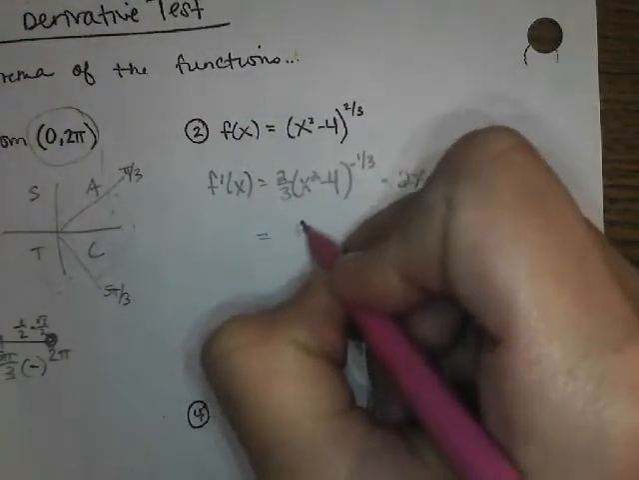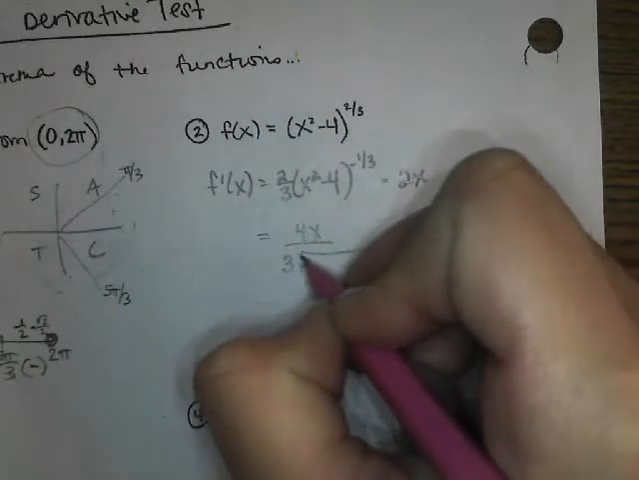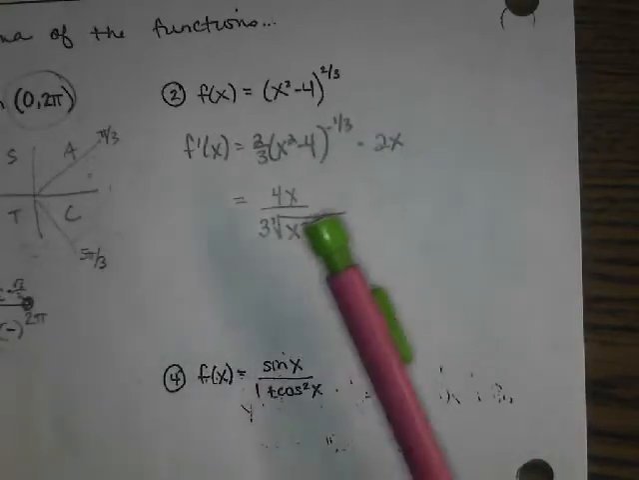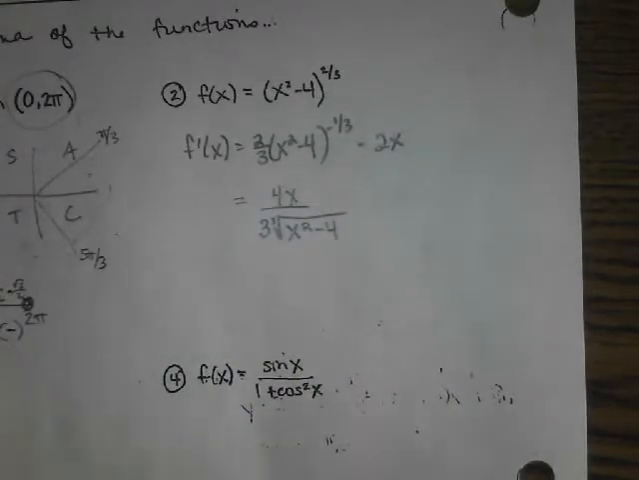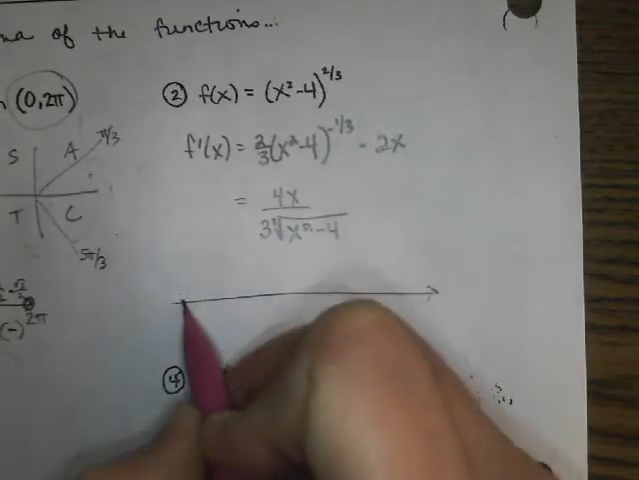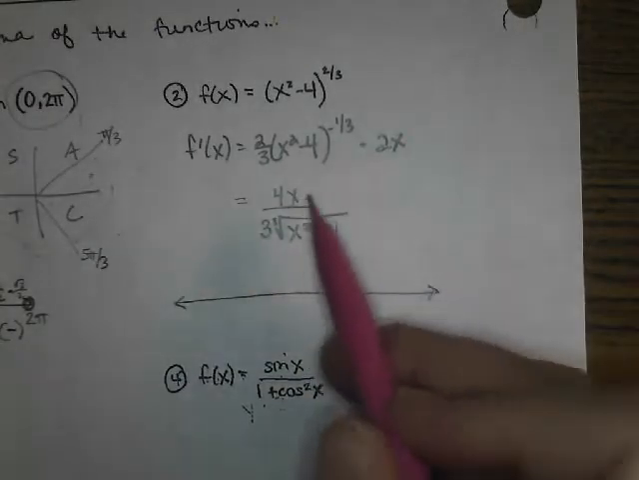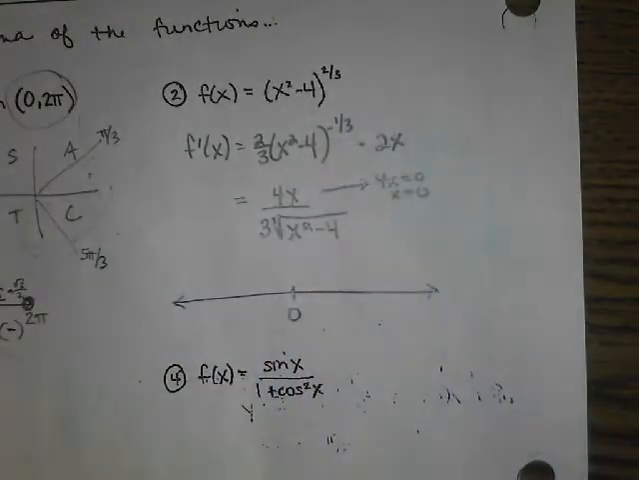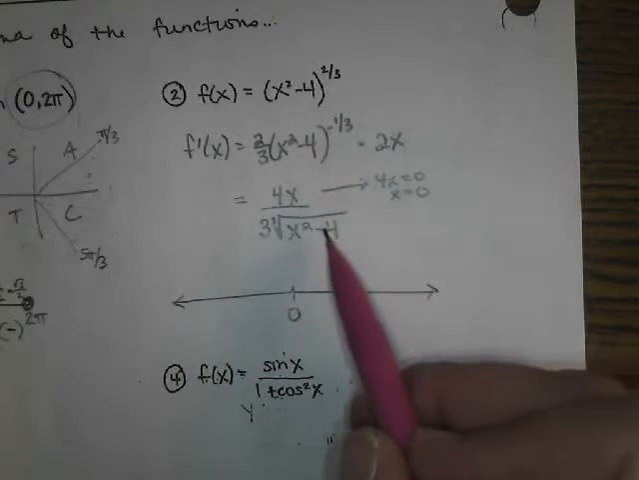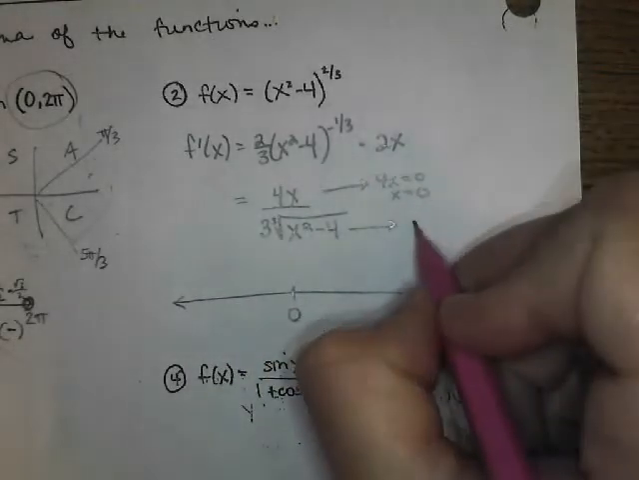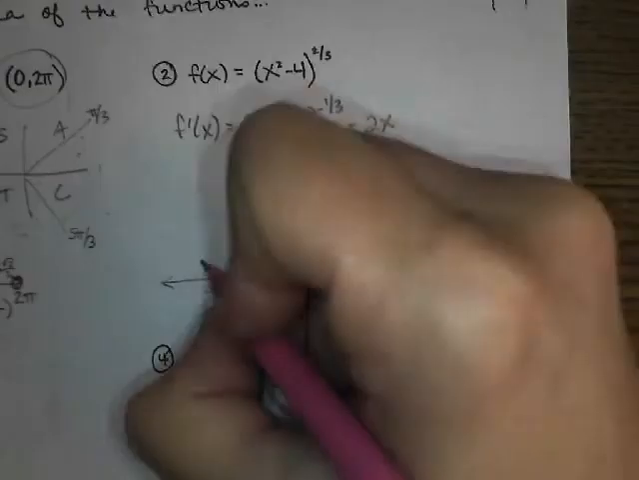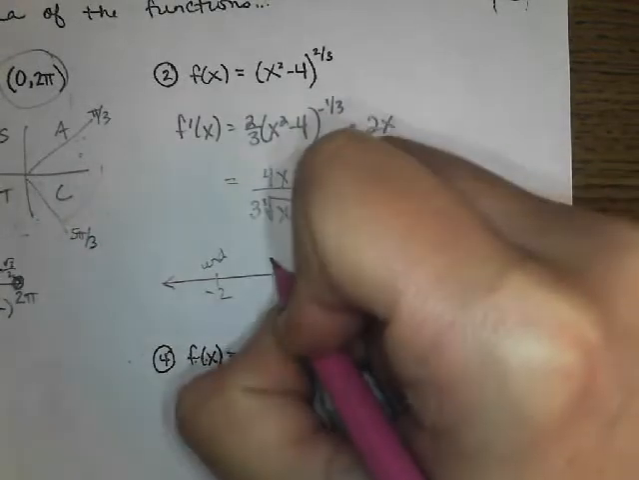Is that what we all got for our derivative? Yes? When does it equal 0? When x equals 0. When is it undefined? Plus or minus 2 is going to make our denominator 0. So those are our critical points, at which, again, we have an undefined slope and a slope of 0.